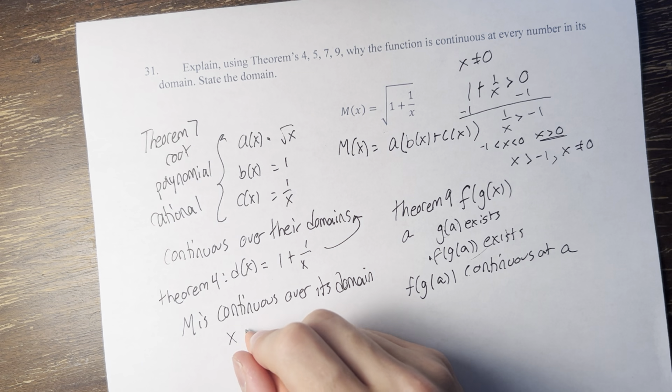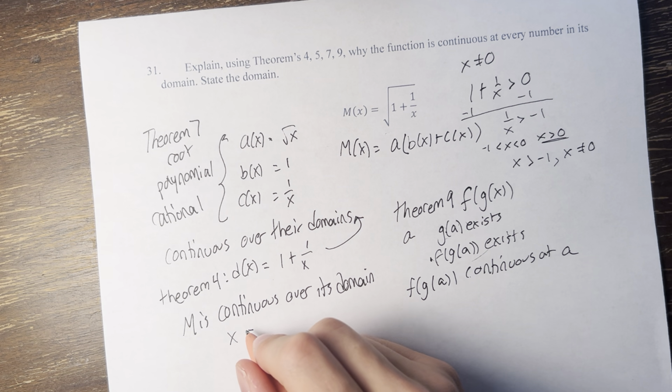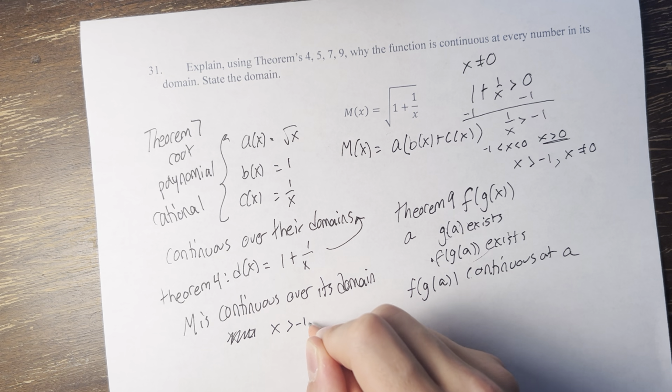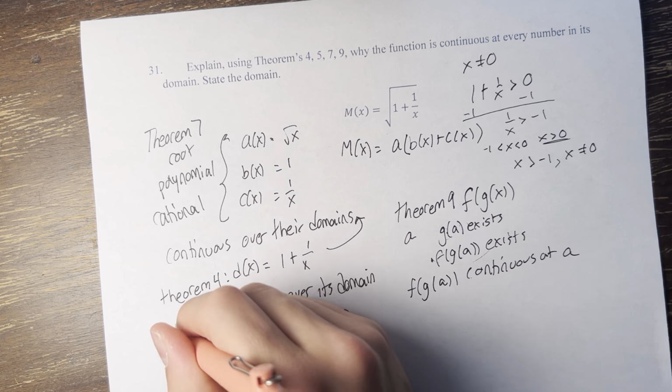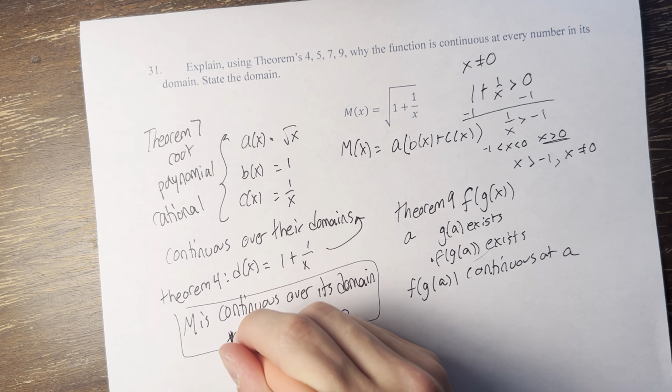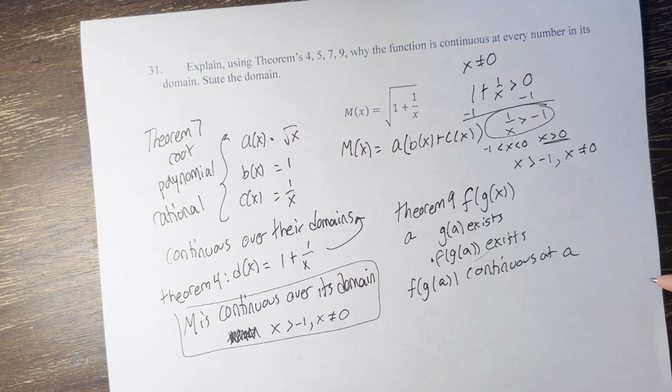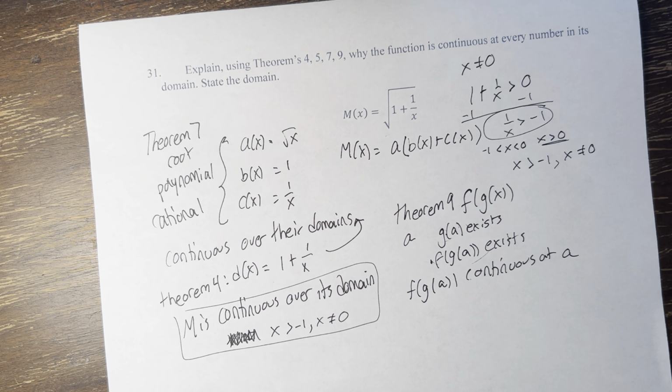And we can therefore say that m is continuous over its domain, which states that x has to be greater than -1, and x cannot be 0. If you're wondering how I found the domain based off of this, you'll have to graph the function of 1 over x. That's the easiest way to do it.